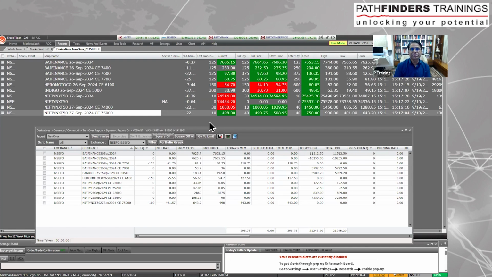Please remember, stock market is very profitable provided you do proper risk management, you do proper stop losses, and you learn it. In Pathfinders, we make rule-based, process-driven, fearless traders and investors.